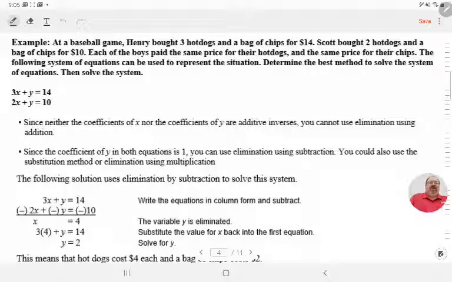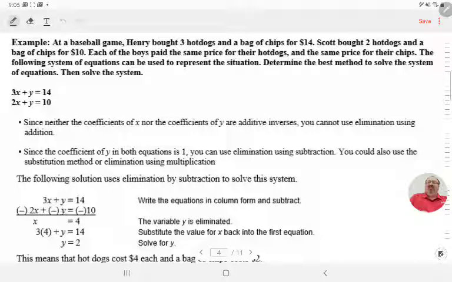So here's an example. It says, at a baseball game, Henry bought 3 hot dogs and a bag of chips for $14. Scott bought 2 hot dogs and a bag of chips for $10. Each of the boys paid the same price for their hot dogs and the same price for their chips. The following system of equations can be used to represent the situation. Determine the best method to solve the system of equations, then solve the system. Okay, so we can write 2 equations: 3x plus y equals 14 and 2x plus y equals 10.